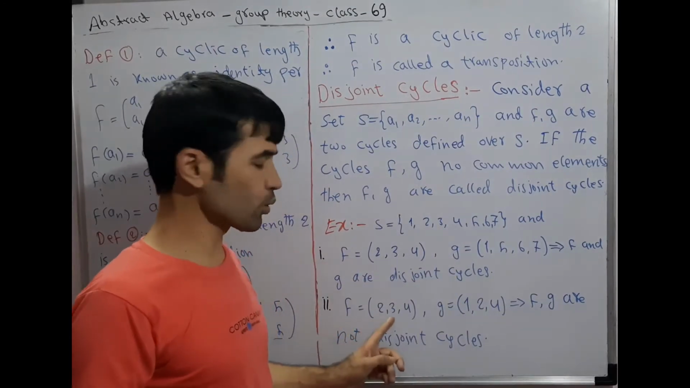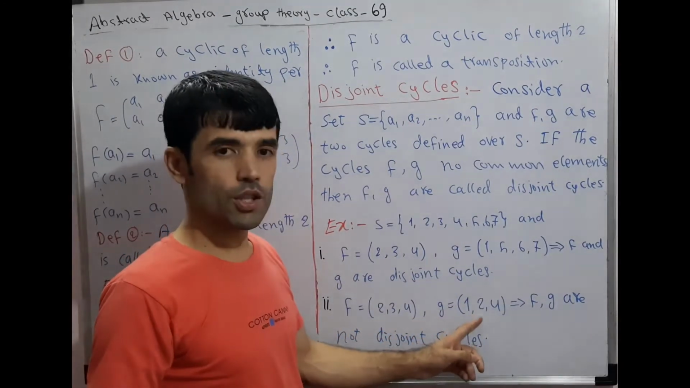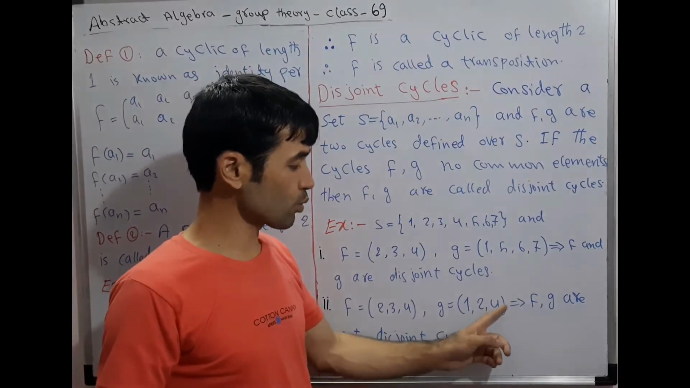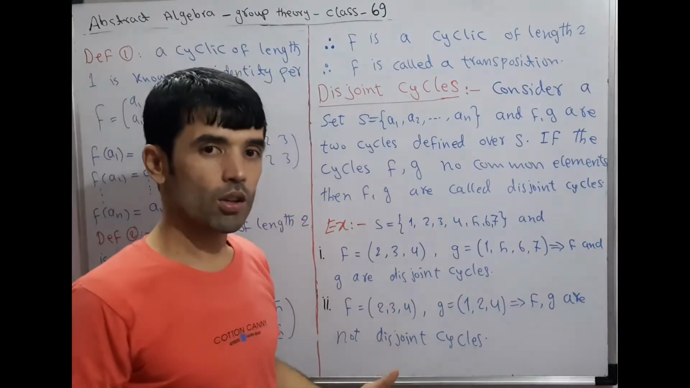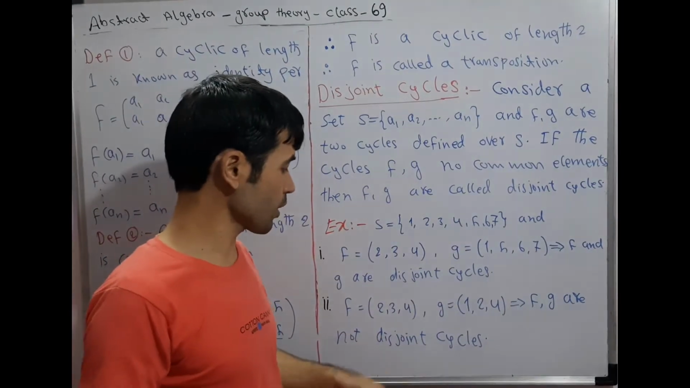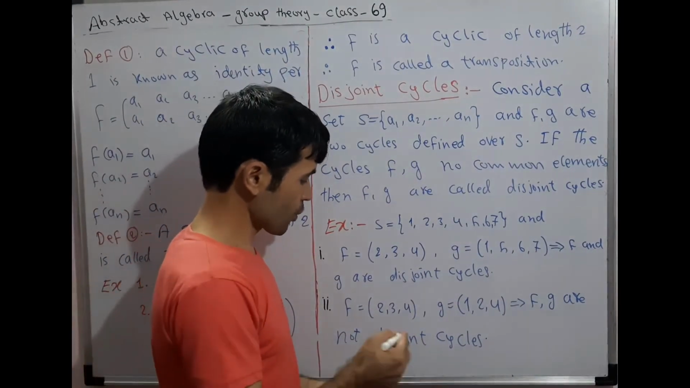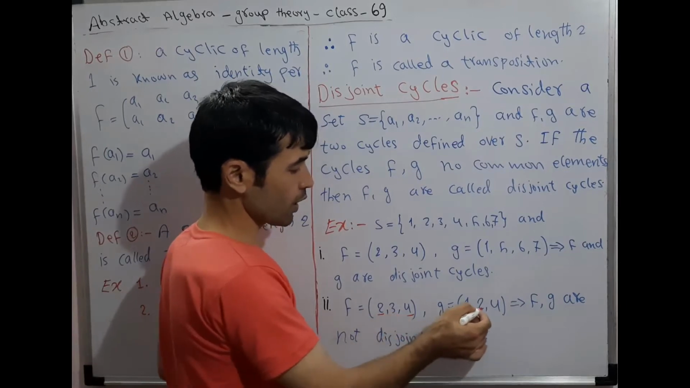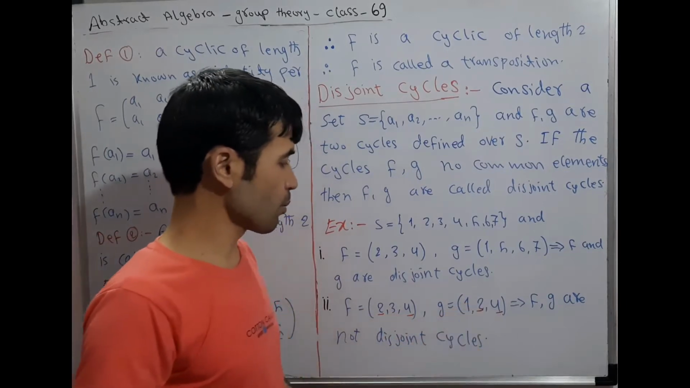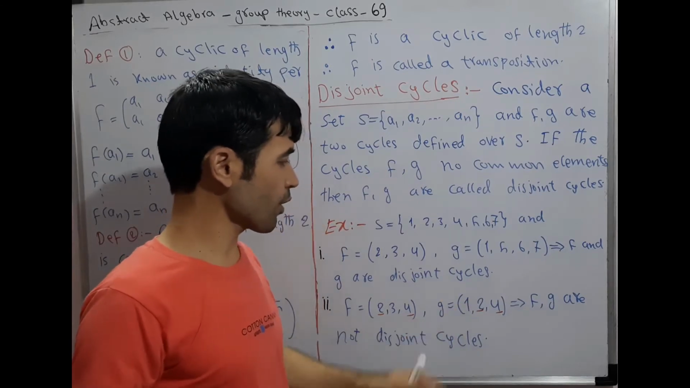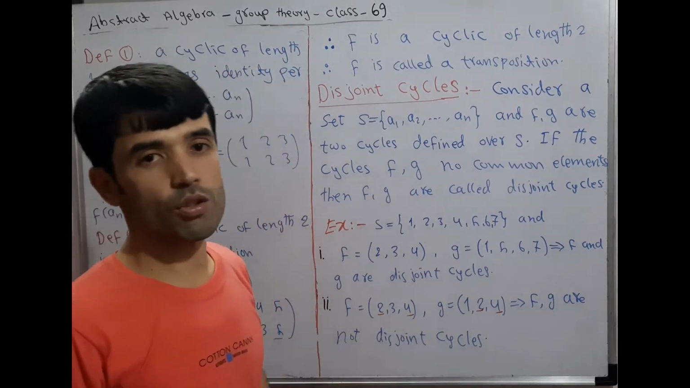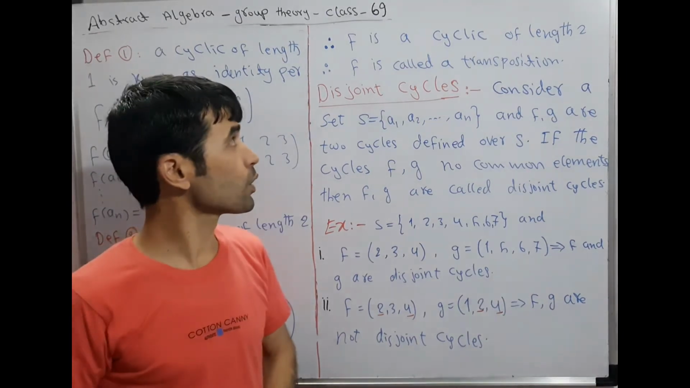Number 2: f is equal to (2 3 4), g is equal to (1 2 3)(1 2 4). This implies f and g have common elements. The common elements are 2 and 4. Here is also 2 and 4. Because of these 2 and 4, we say that f and g are not disjoint. It was the class of 69.